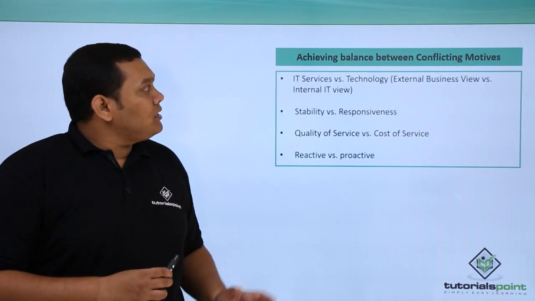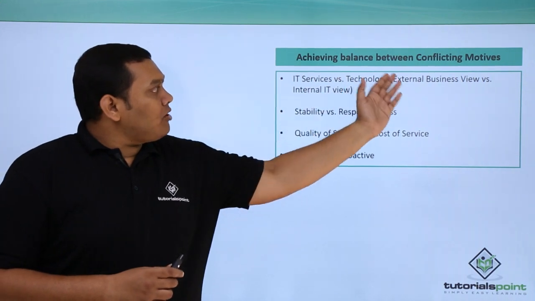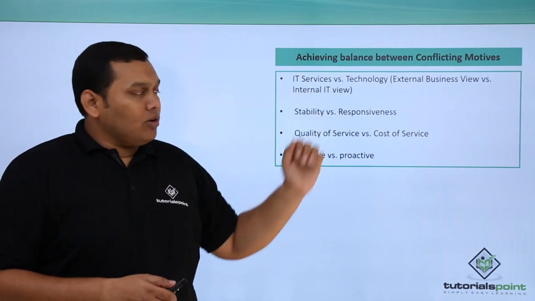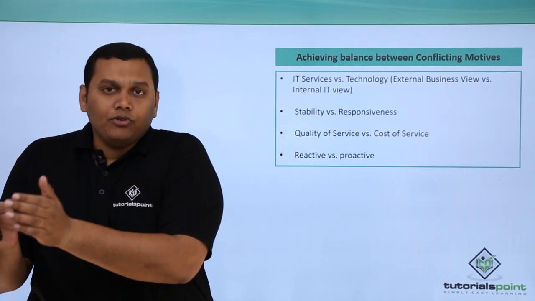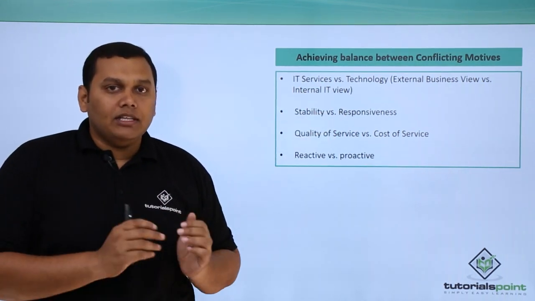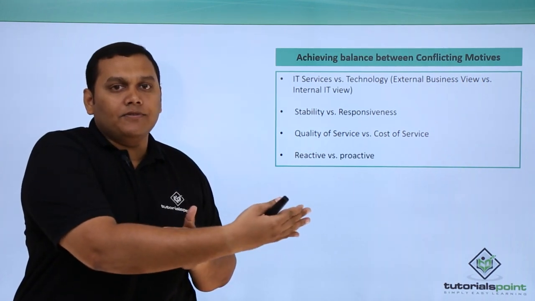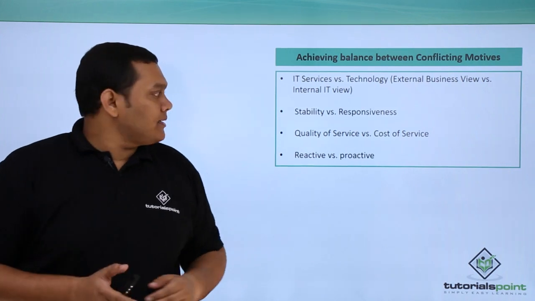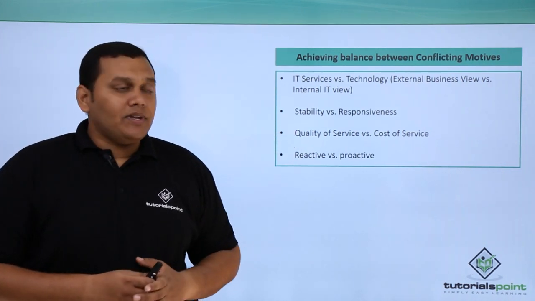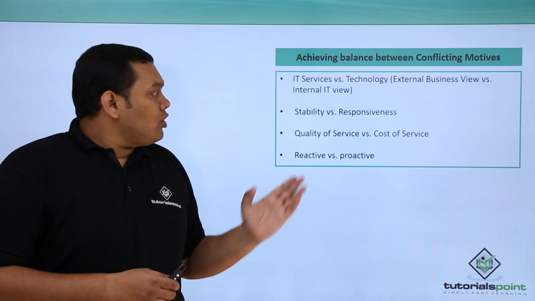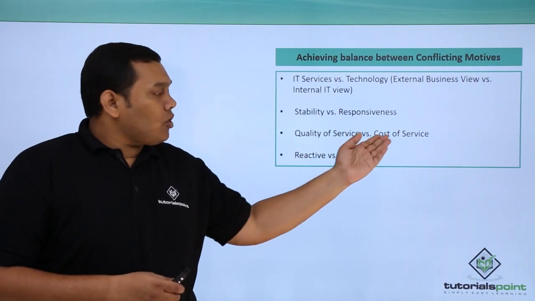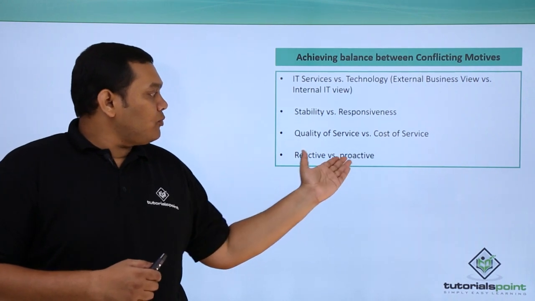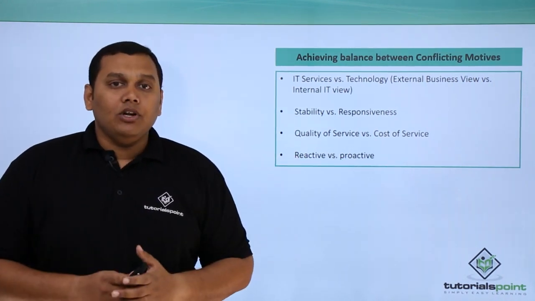Coming to the balance between conflicting motives, you can see here IT services versus technology. The external business view versus the internal IT view: how the outside business people look at our services and how our internal IT team maintains them. Stability of a service as well as response to that service. Quality of the service versus the cost of the service, and also reactive services and proactive services which need to be looked into.